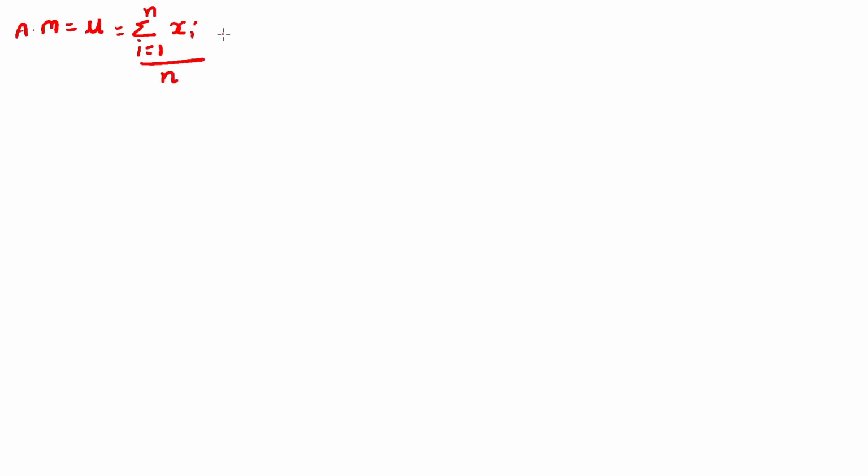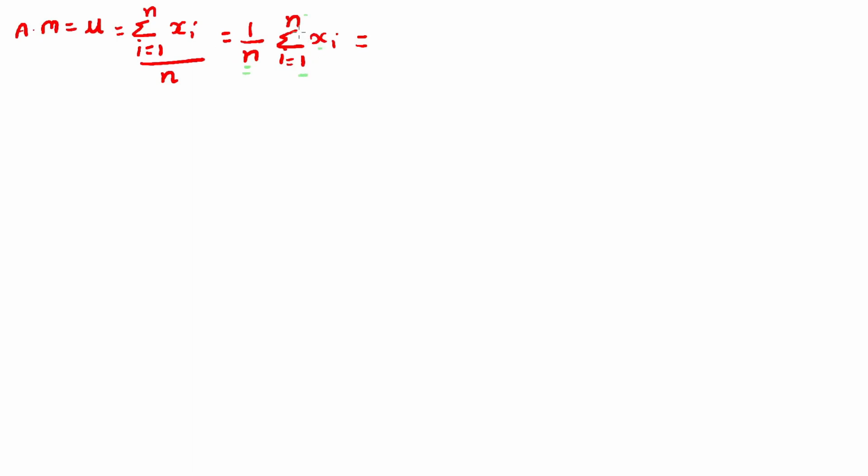In another way, if you want to write the same equation, it will be like this: 1 upon n sigma i equal to 1 to n xi. So over here, in this case, this n stands for total number of data points, that is, counts of data points. Then this i equal to 1 to n, which we can refer as i will take the values from 1 to n. This x is a random variable.